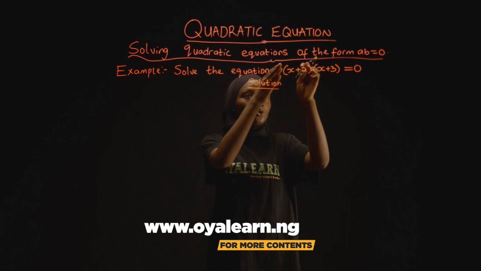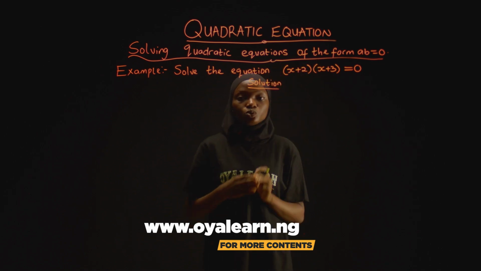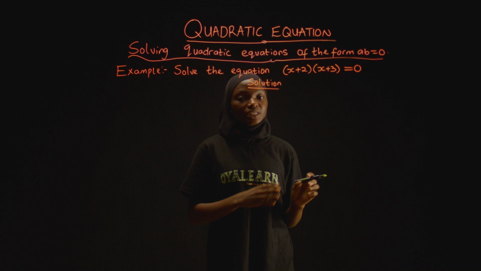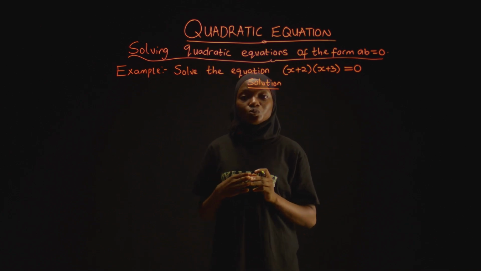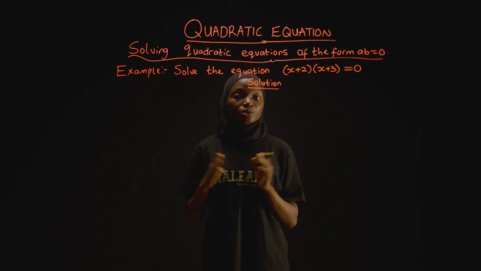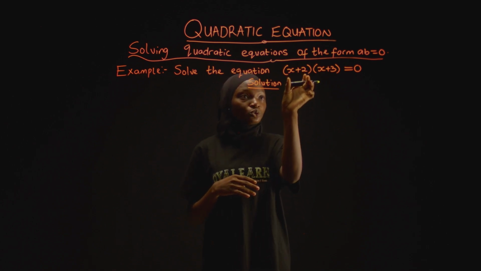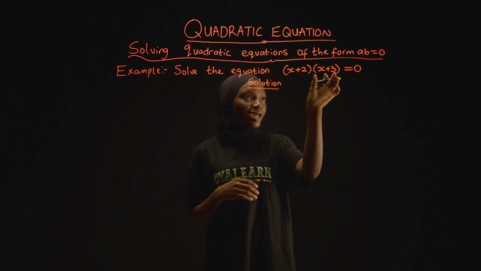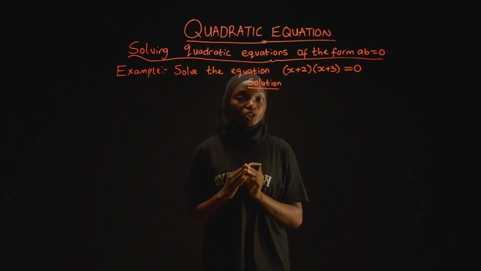We can represent the whole of this expression inside this bracket, x + 2, as our a, then x + 3 as our b. And in cases like that, we say it is either a = 0 or b = 0, or they are both equal to 0. That is, it is either x + 2 = 0 or x + 3 = 0, or they are both equal to 0.